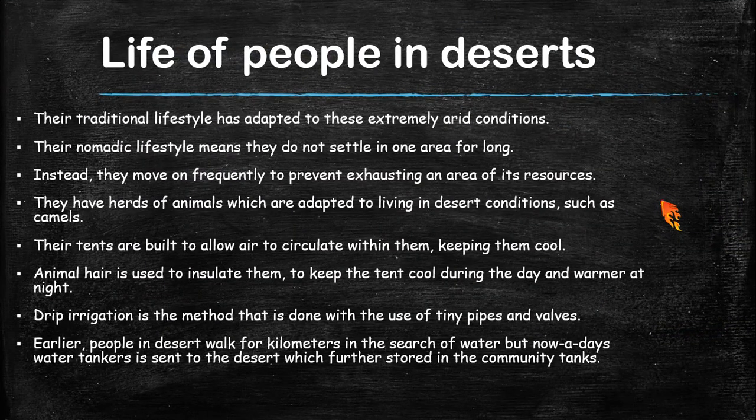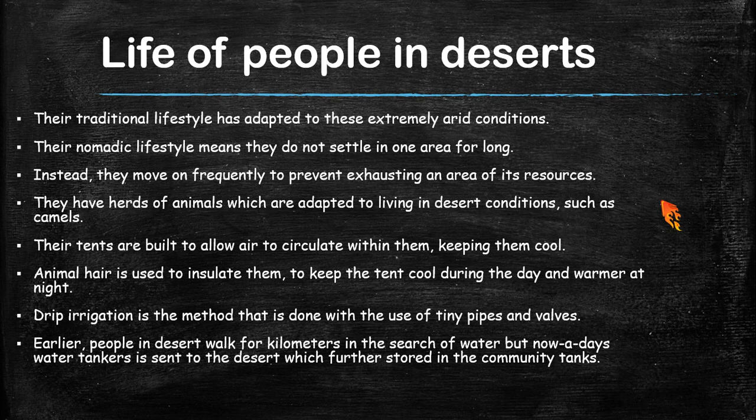Life of people in deserts. Their traditional lifestyle is adapted to extremely arid conditions. They live a nomadic life. That means that they don't settle in one area for long. Instead, they move on frequently to prevent exhausting an area of its resources. They have herds of animals which are adapted to living in desert conditions, such as camels.